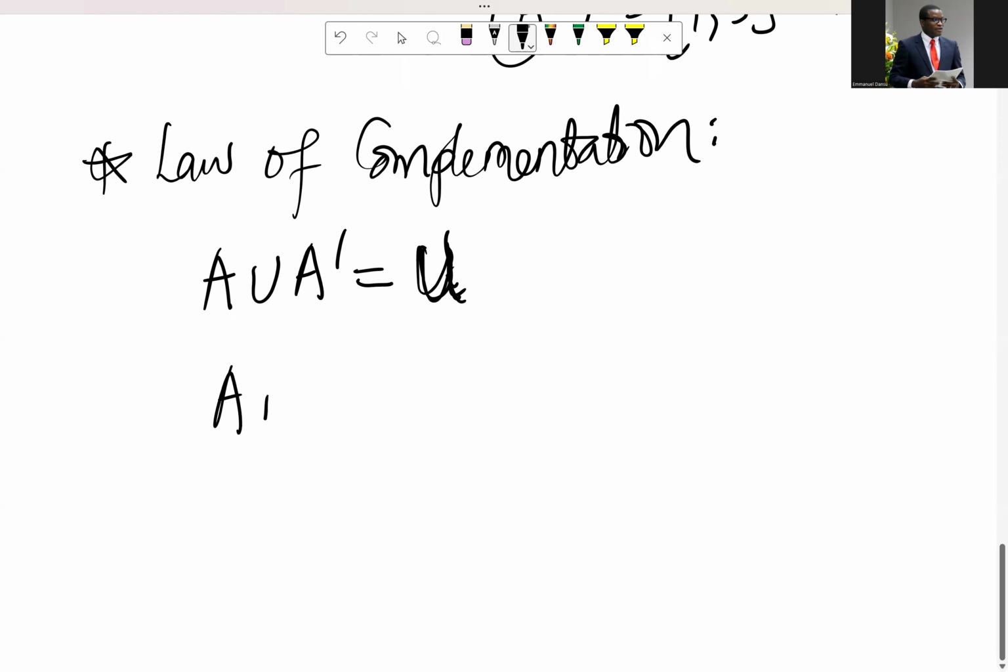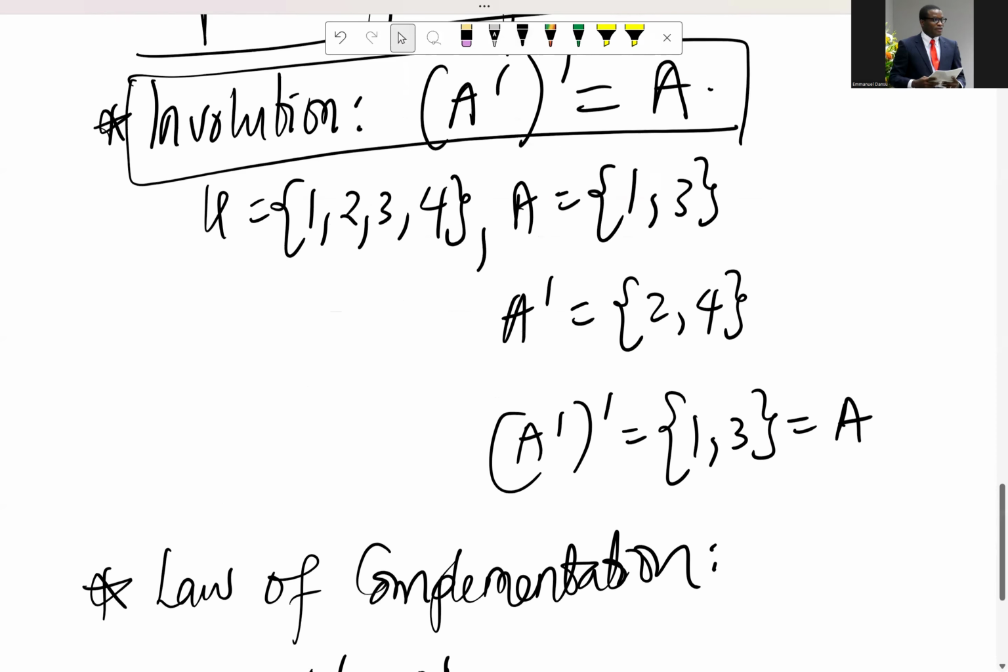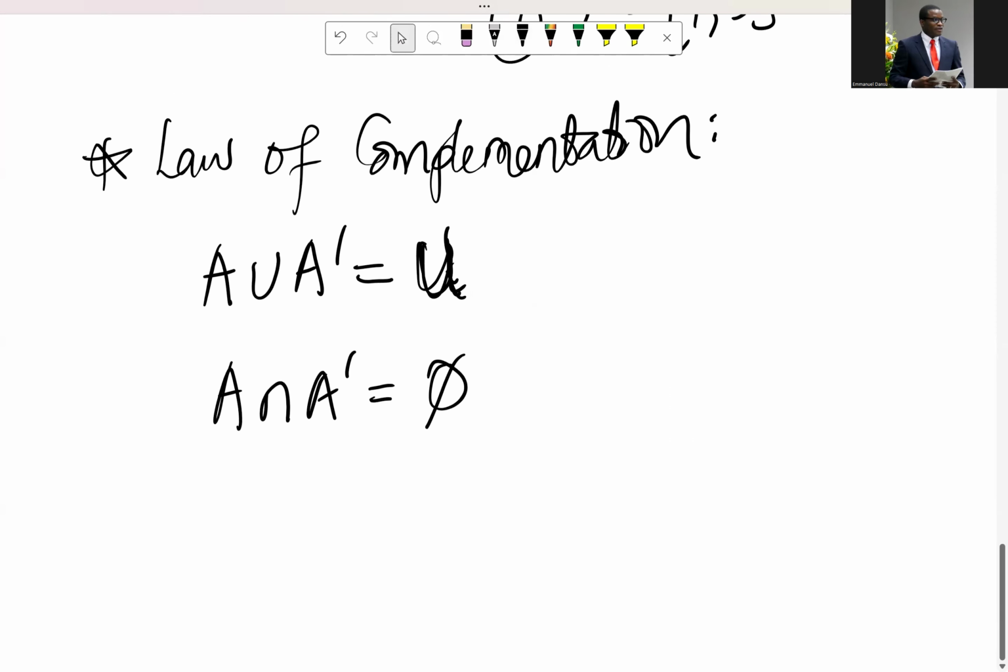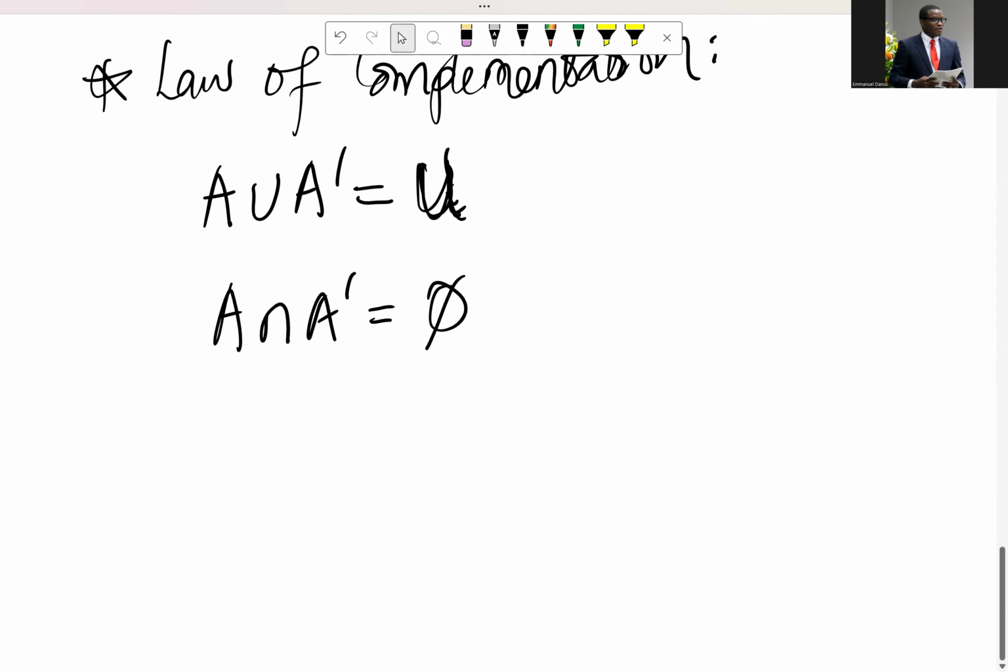And again, A intersection A complement is equal to an empty set, because nothing is common. Of course, A union A complement is when you put all the elements of A and A complement together, you get the universal set. But if you try to find what is common to them, nothing is common. That is why A intersection A complement is an empty set. That is the law of complementation.